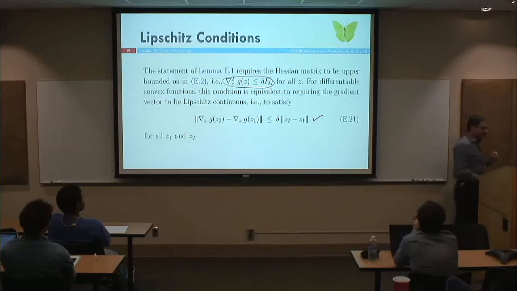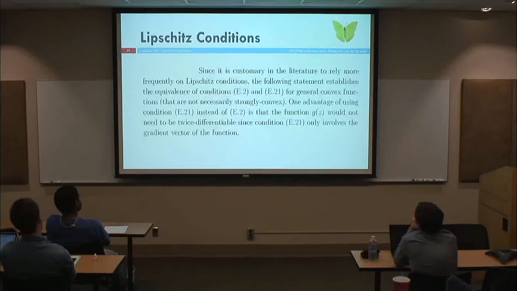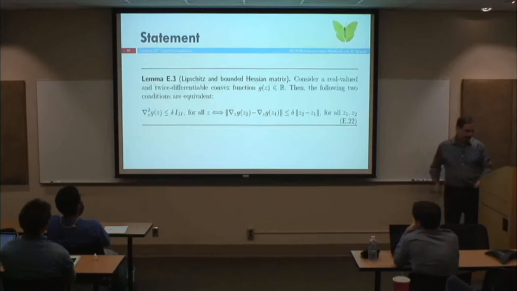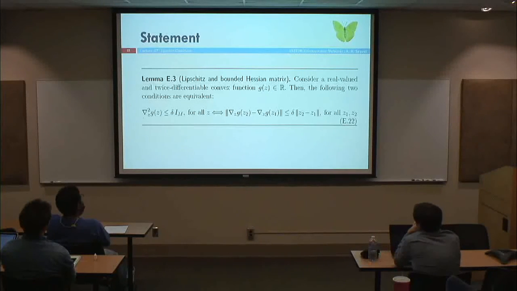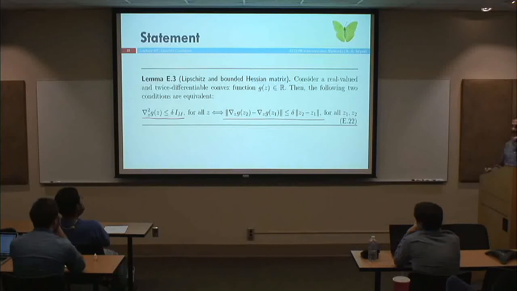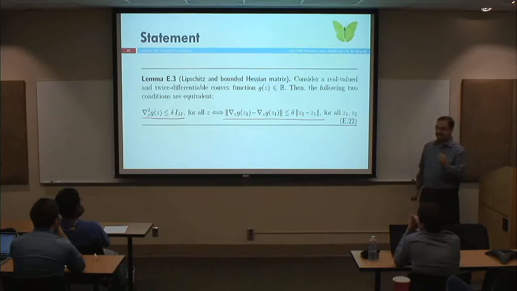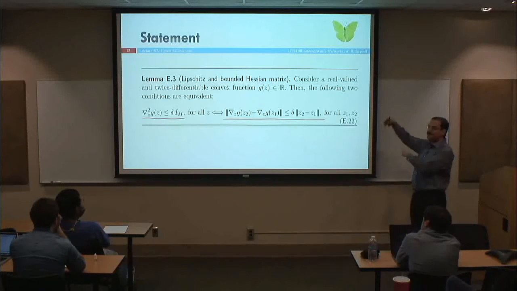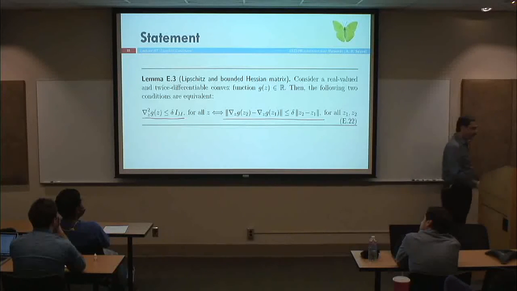Okay. So this is the next lemma. Saying that the Hessian is upper bounded by delta is equivalent to saying that the gradient vector itself is Lipschitz by the same amount delta. Okay, fine? And then we'll have a similar result in the complex case as well. I'm just stating these facts. So let's prove this.